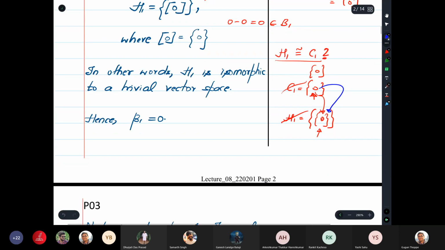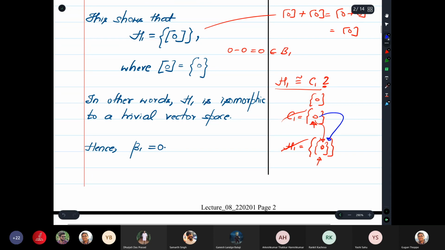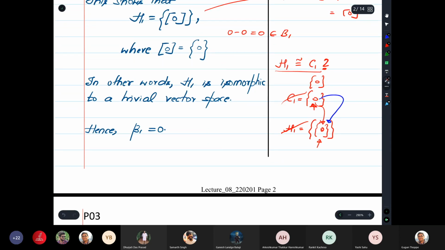All right. I hope you are now able to appreciate this notion of isomorphism. While I would like to think of H1 and C1 as one and the same, as sets they are not. However, the notion of isomorphism allows me to think of them as one and the same. I hope that is clear. The fact that H1 is the trivial vector space, which means that it only includes the additive identity, allows one to conclude that the basis is actually the empty set, and that's why beta 1 is 0. That is, the dimension of a trivial vector space is 0.